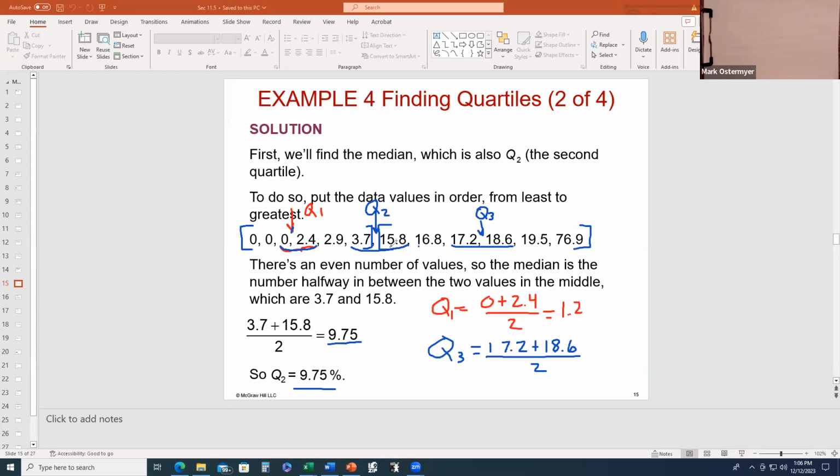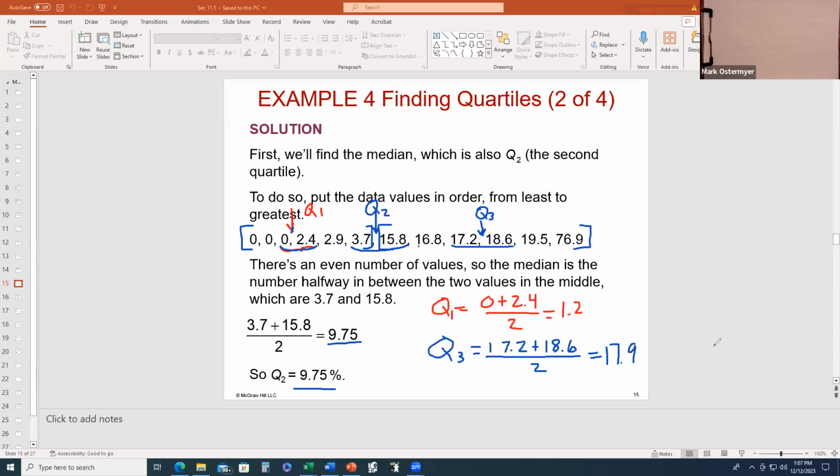How many observations are greater than your second quartile? That'll be 15.8, 16.8, 17.2, 18.6, 19.5, and 76.9. That's 6 observations. Your third quartile, therefore, is going to be the average of the middle 2 of the upper half of your data. That's to say the average of 17.2 and 18.6. And what is the average of those 2? Let's see. 17.2 plus 18.6 divided by 2. 17.9 is your third quartile or your 75th percentile. 17.9.